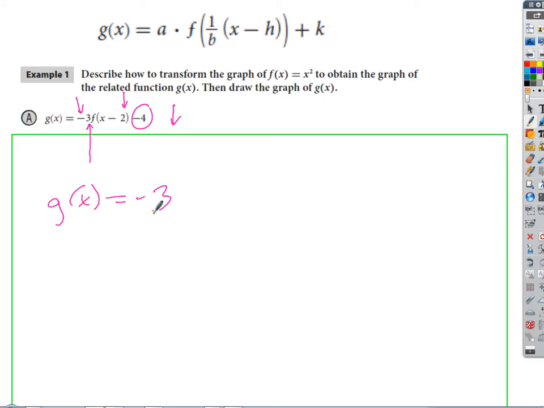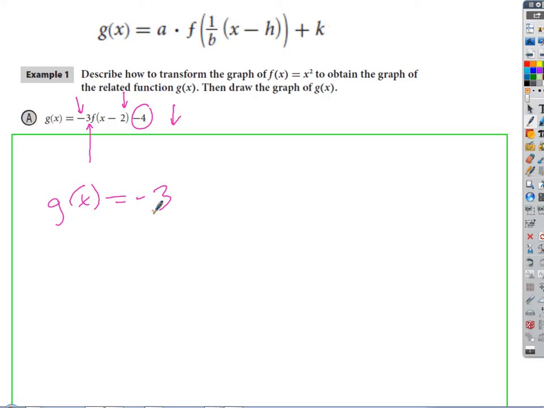If f of x is x squared, what's f of 2? Okay, how'd you get that? 2 squared. What's f of a million? A million squared. What's f of a? A squared. What's f of the quantity x minus 2? Quantity x minus 2 squared, right?